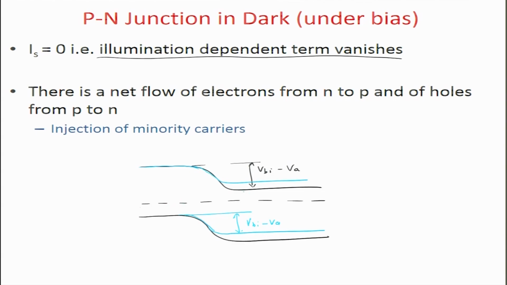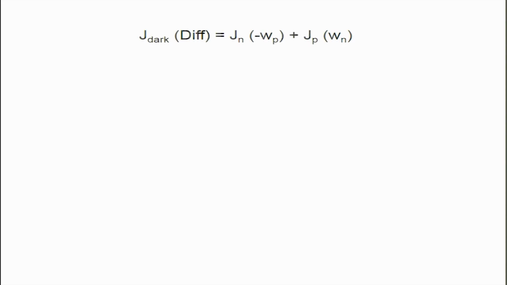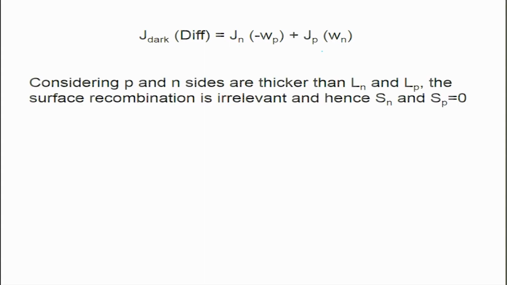So since the energy levels have risen on this side, the N Fermi level goes here and the P Fermi level goes here. So there is a split, and the split is equal to the applied bias, alright. So basically the Fermi levels are split, and this split is nothing but equal to Va. As a result, your J dark as a consequence of diffusion will be equal to Jn at minus Wp plus Jp at Wn.